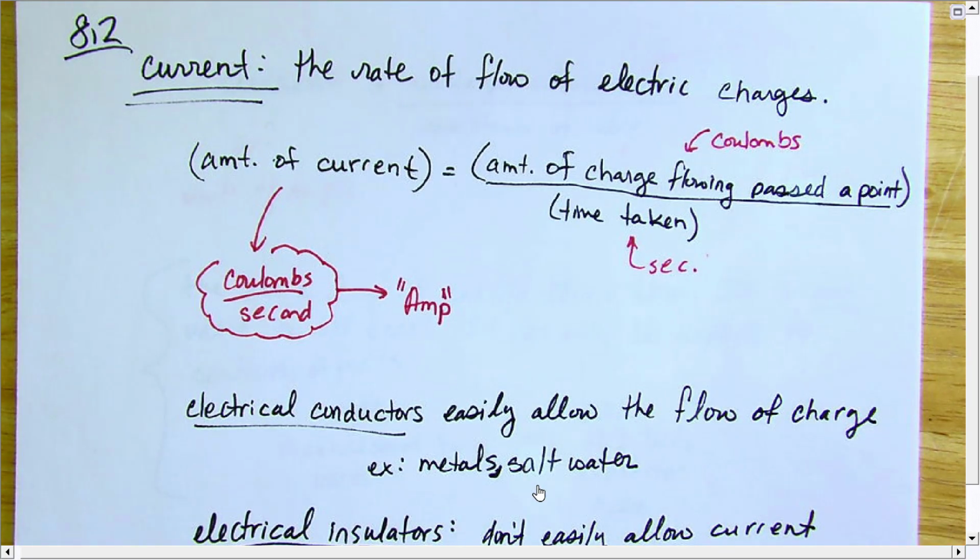So in this section, 8.2, now we get to current. So basically making charges flow down a wire, making electrons flow down a wire. And current is the rate that that flow is happening. Kind of like the rate of water flowing down a pipe, the rate that charges are flowing down a wire.